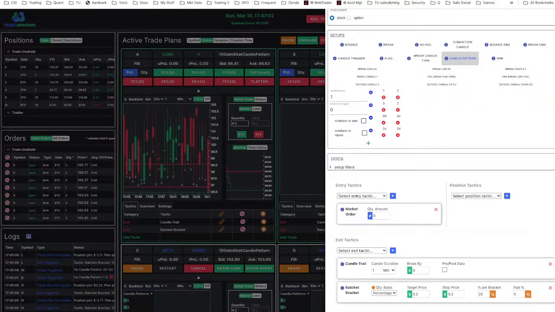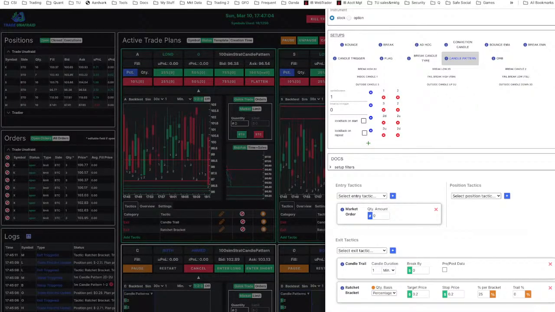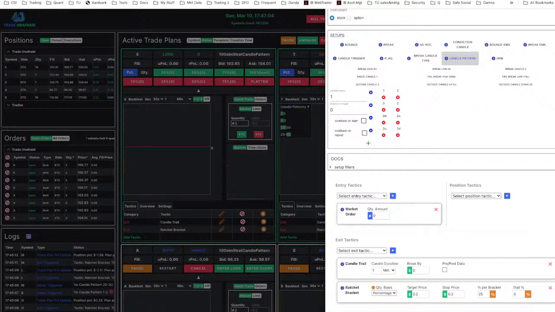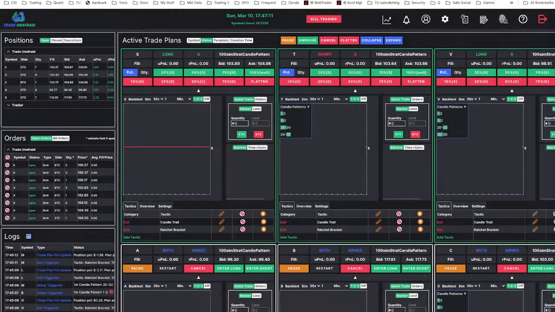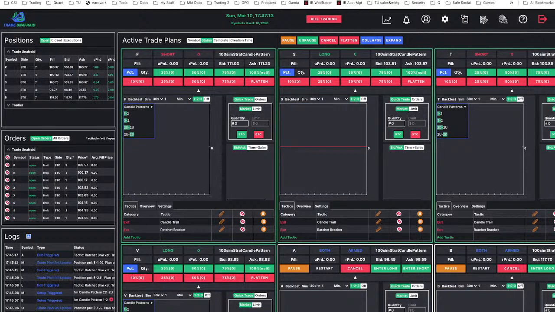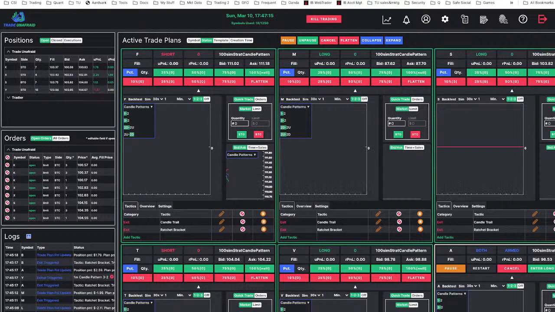There's also position tactics for scaling in and adding to a winner. I don't usually use those, but there are people who do. So that is the basis for what's running here. And let's see what's happened so far.